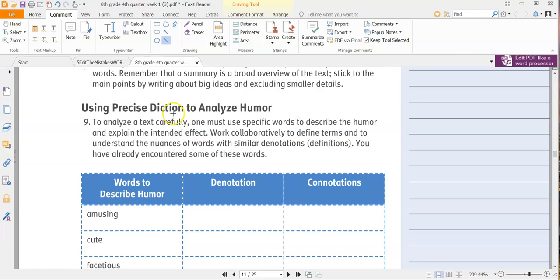So here it says using precise diction to analyze humor. It says to analyze a text carefully, one must use specific words to describe the humor and explain the intended effect. It says to work collaboratively, but like I said before, we're going to be doing this independently. Your job is to define terms and understand the nuances of words with similar denotations.